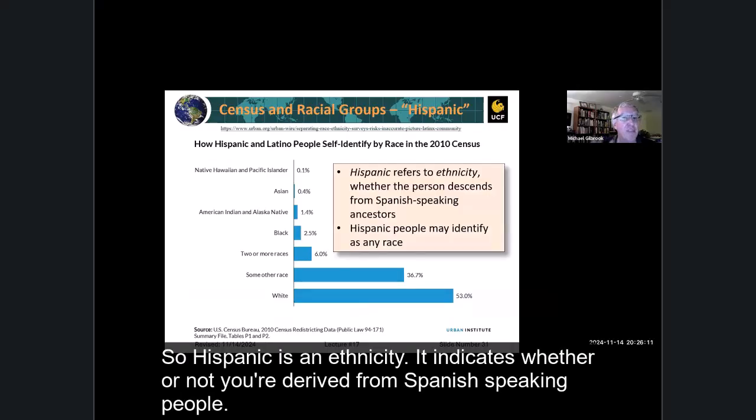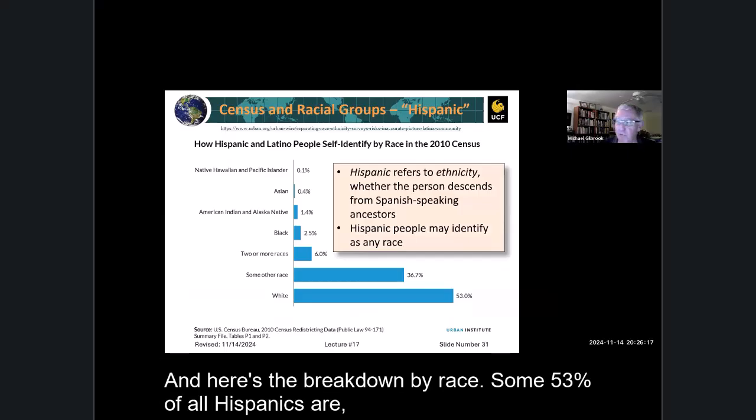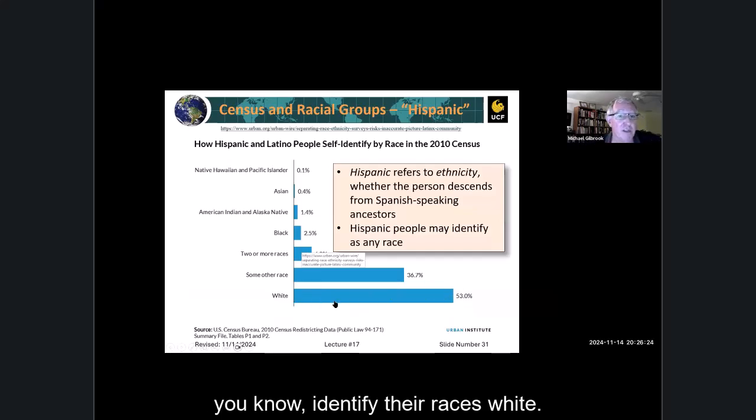So Hispanic is an ethnicity. It indicates whether or not you're derived from Spanish-speaking people. And here's the breakdown by race. Some 53% of all Hispanics identify their race as white.